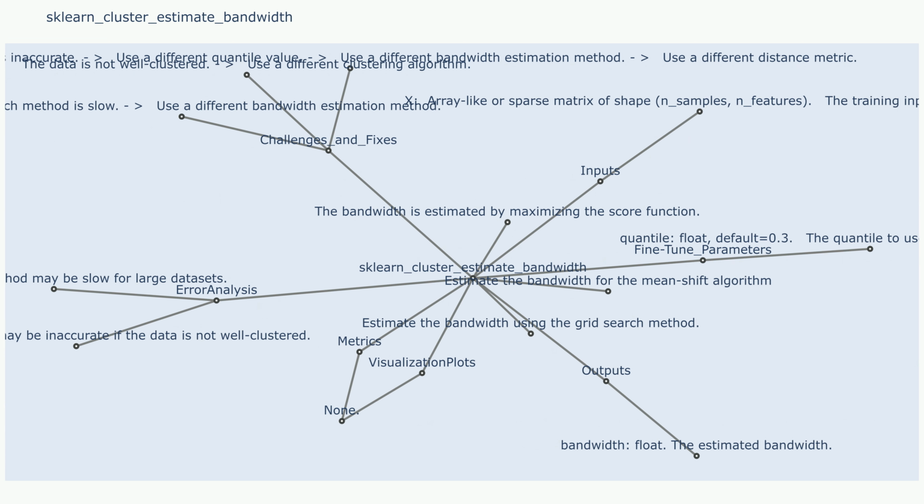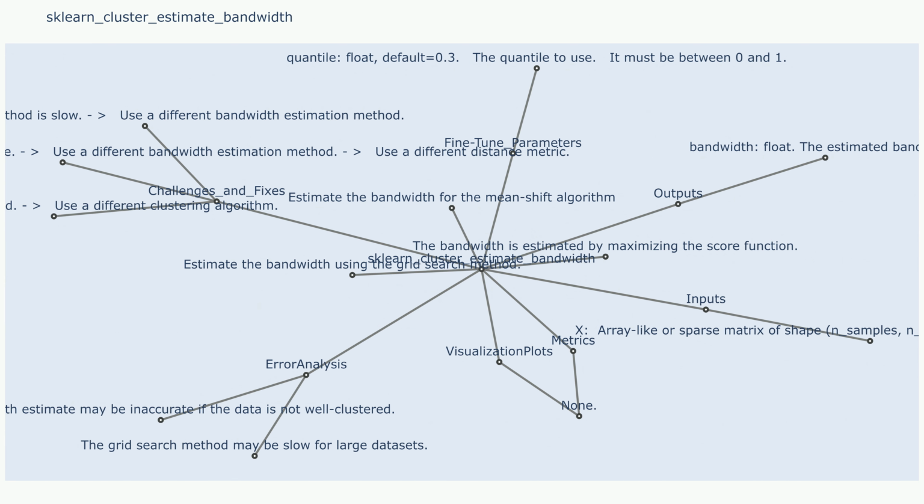n_samples: the number of samples to use for bandwidth estimation. If not specified, all samples in X are used. Outputs: bandwidth, the estimated bandwidth for the mean shift algorithm.